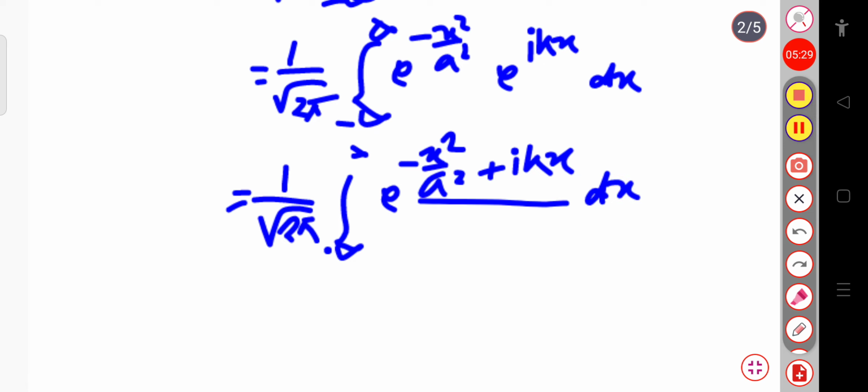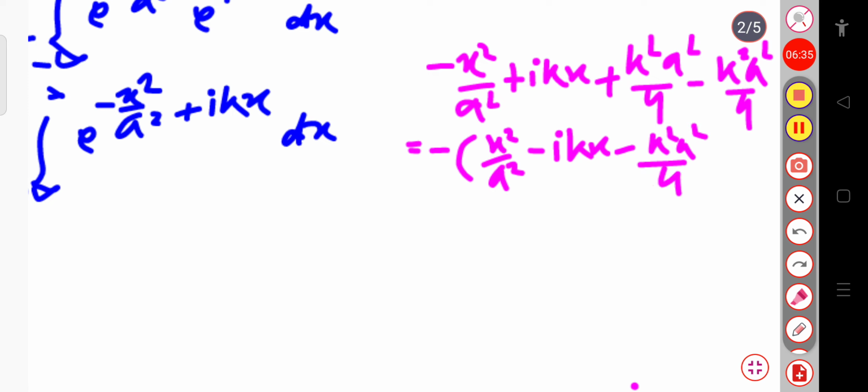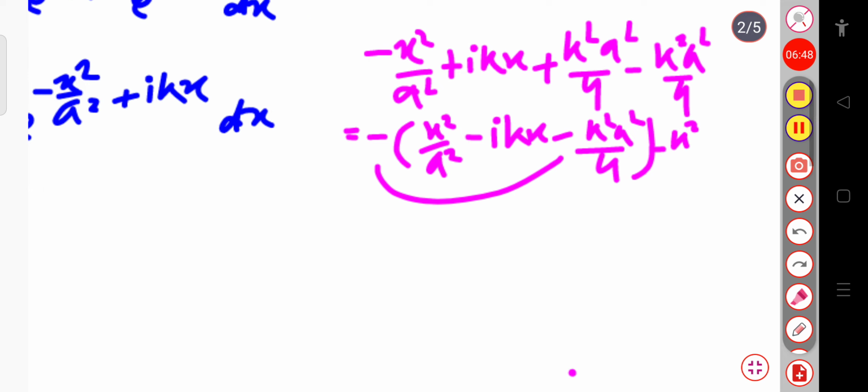minus ikx, again minus, here I am writing k square a square divided by 4. And then minus into minus is plus, so only the remaining term is minus k square a square divided by 4. So this will be minus k square into a square divided by 4.